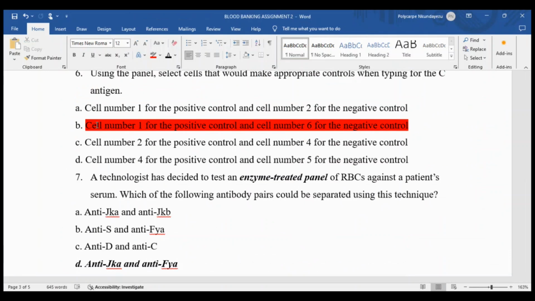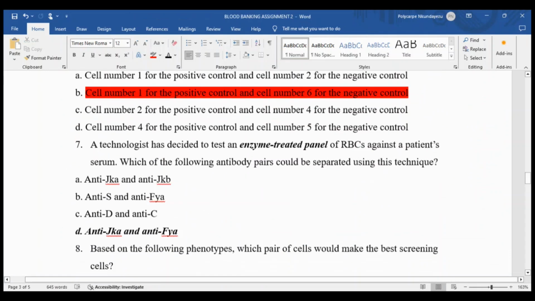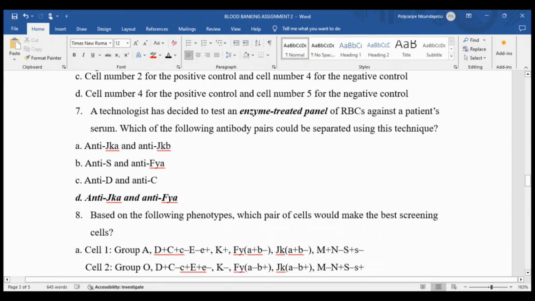So let's go to these simple questions. A technologist has decided to test an enzyme treated panel of RBC against the patient's serum. Which of the following antibody pairs could be separated using this technique? We are using an enzyme treated panel.